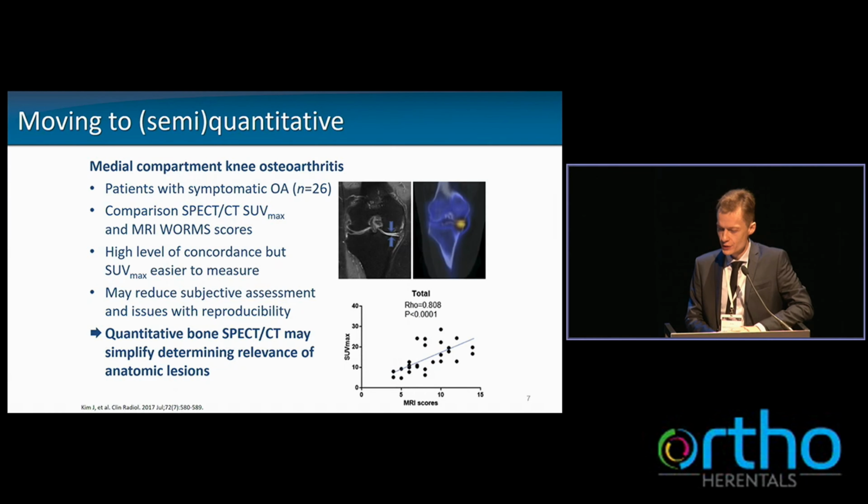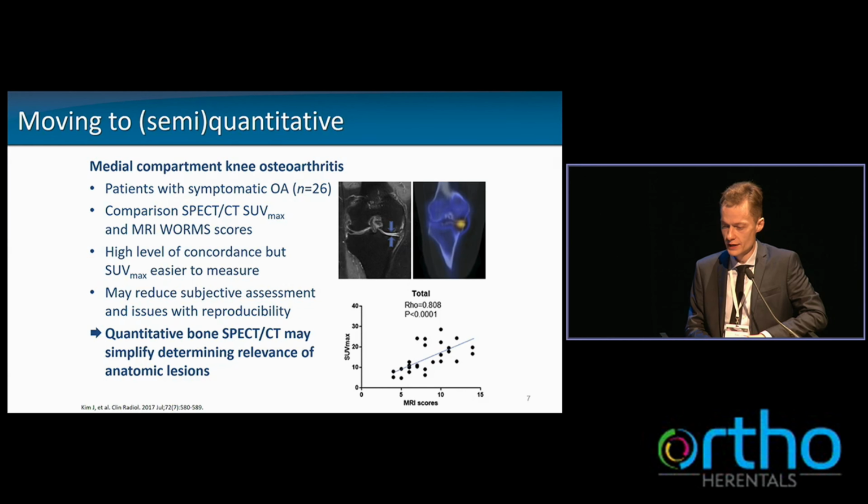And with the very newest SPECT-CT devices, you can really go even further and go to fully quantitative assessment. So it gives you an absolute value of bone turnover or tracer uptake, which is a substitute for that. And this was shown in a proof of concept study, again in patients with medial compartment knee osteoarthritis. And their SPECT-CT SUV, which is how we call this uptake value, was compared with visual assessment on MRI.